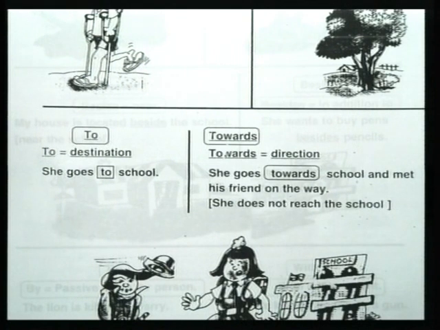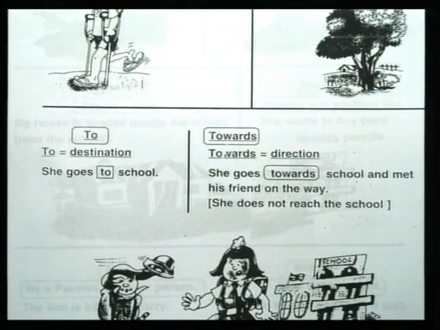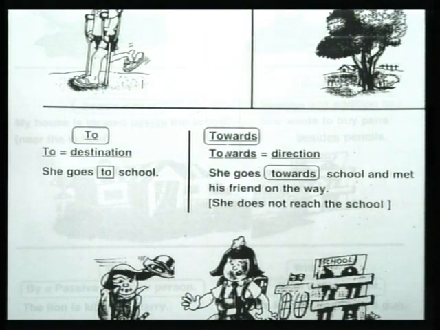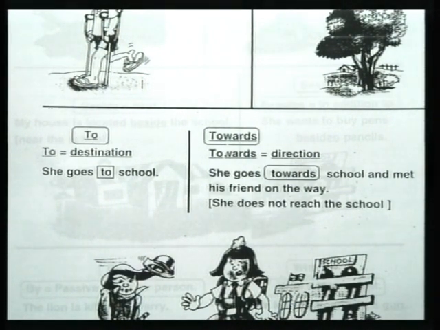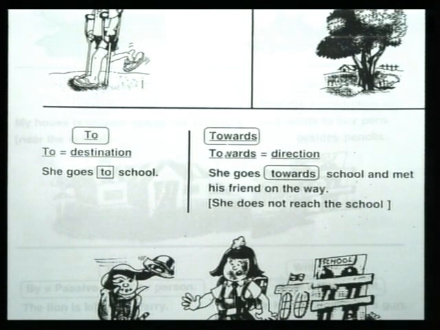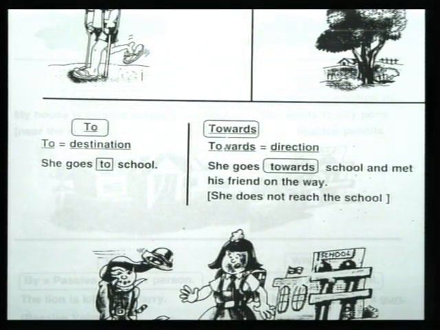So, towards. Towards means in that direction, but it doesn't mean that you always have to arrive. Suppose you go towards your school three times a day, it is not necessary that you go to your school. You are passing by that way. So we can use two words which show you the direction. She goes towards school and meets her friends on the way. She does not reach the school. So I go towards Grand Bhagwati twice a day, for example.